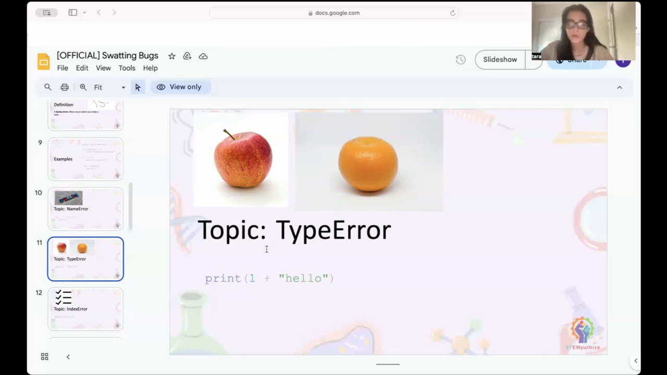So right here, let's look at the code together. You can see we have print 1 plus hello. Okay, so if you think about it in your mind, I want you to think about how it would look if we added these two together? Okay, I'll just give you a second. So the first thing I thought of was one hello, right? But the problem is one hello, that's a string.